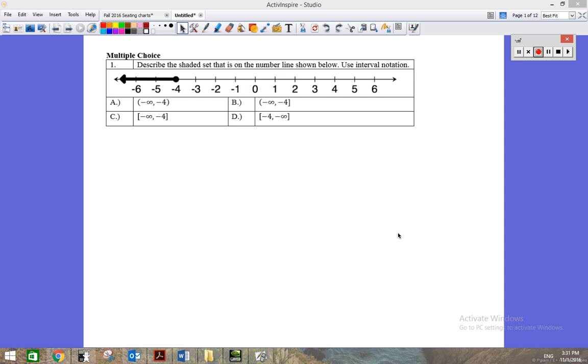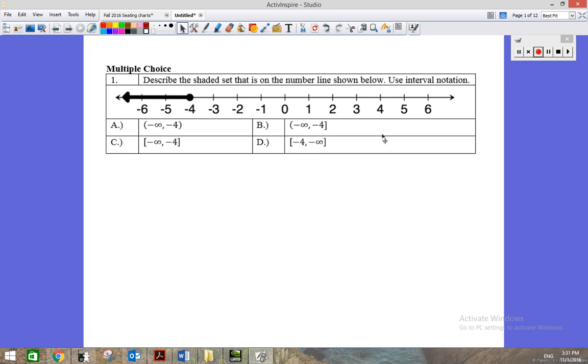Alright, so let's take a look at these interval notation problems. This is from day one. They give us a graph on a number line, and they want us to describe the interval that's shaded. I can see that -4 is included in this set, and all of the numbers to the left of -4. So with the arrow being shaded, I know that I'm starting at -infinity, as small as it can be.